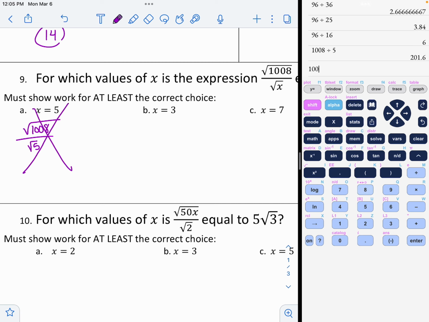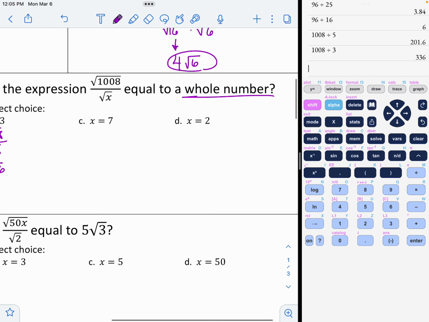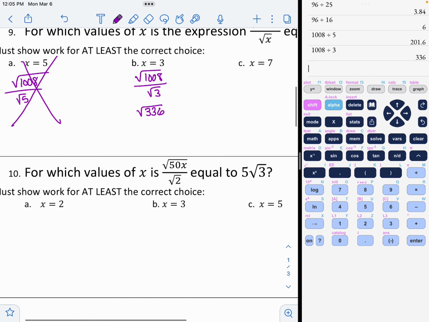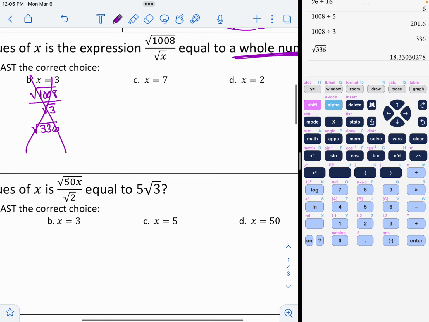So now let's do 1008 divided by 3. Okay, so that does at least divide. So that's going to be the square root of 336. However, I want a whole number, which means I need a square root of a perfect square. 336 is not a perfect square. So now I need to do 7. So 1008 divided by the square root of 7.